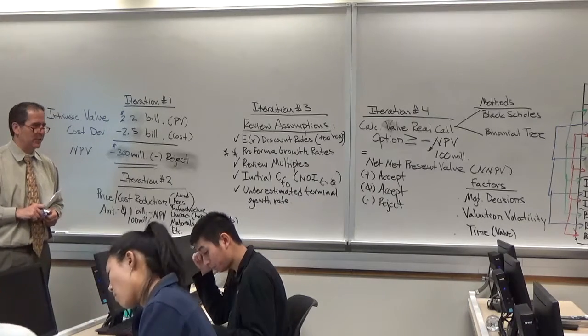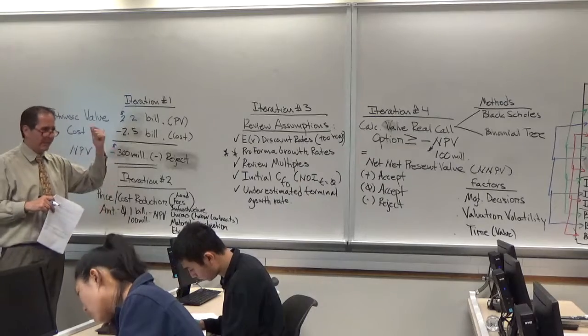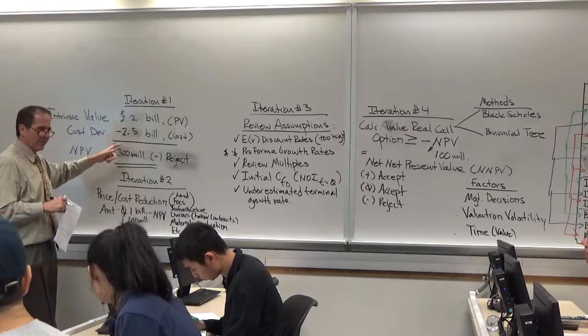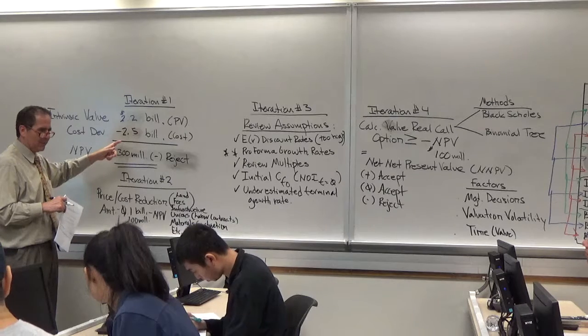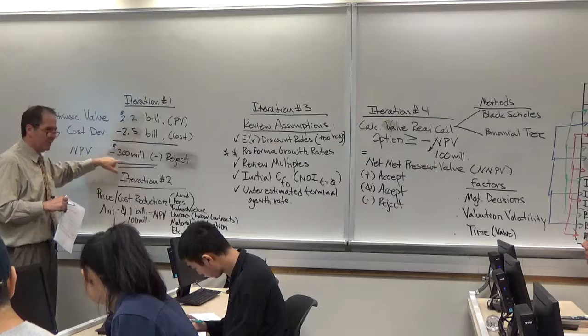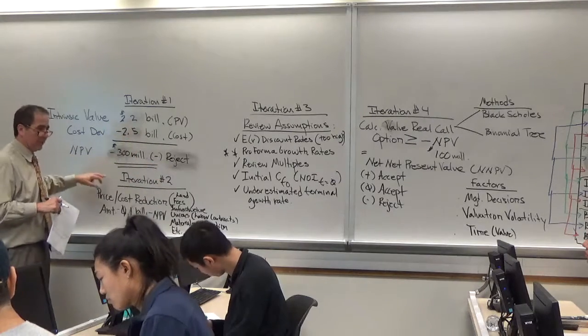But let's say things did change, labor costs and material costs spiked significantly, and they basically re-underwrote it and came up with a $2.5 billion development cost. Now they're looking at a negative net present value of $300 million. They're going to reject it, but they really want to do it. So now they've got to go to iteration two.